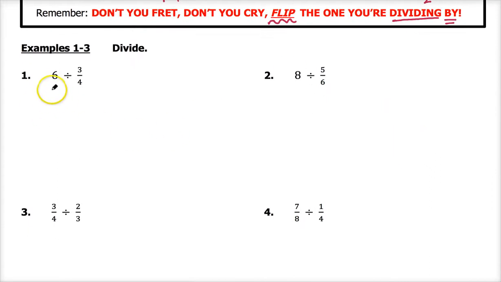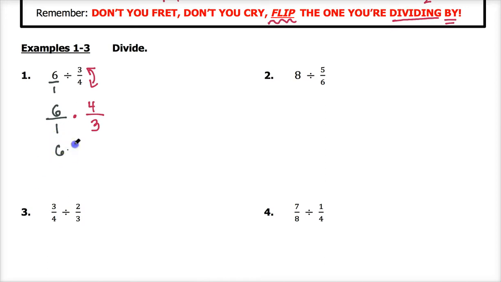Starting with number 1 here, we have the whole number 6 divided by 3/4. So remember, whole numbers we always write as improper fractions by putting them over 1. So this is 6 over 1 divided by 3/4. And then when we go to our next line to recopy this, the first fraction, which in this case is 6 over 1, we just recopy as it is. We change our division sign to multiplication, and then we flip 3/4 to its reciprocal, which is 4/3. So this becomes the multiplication problem 6 over 1 times 4/3.